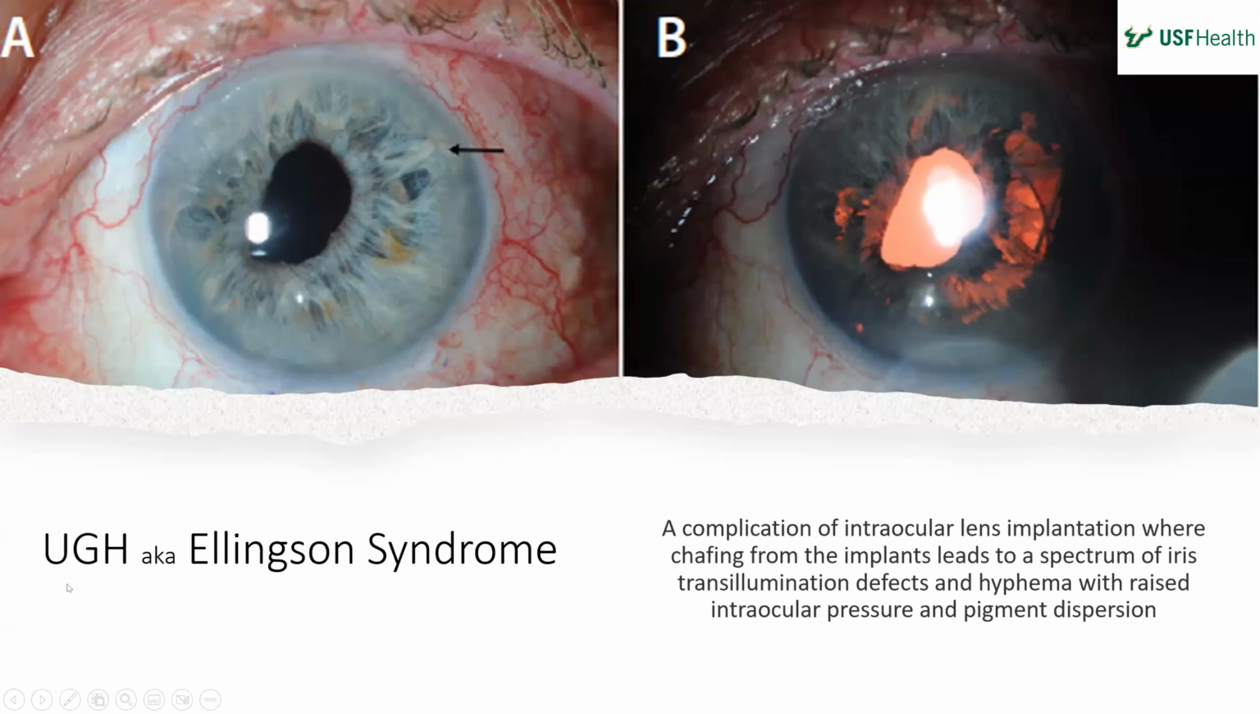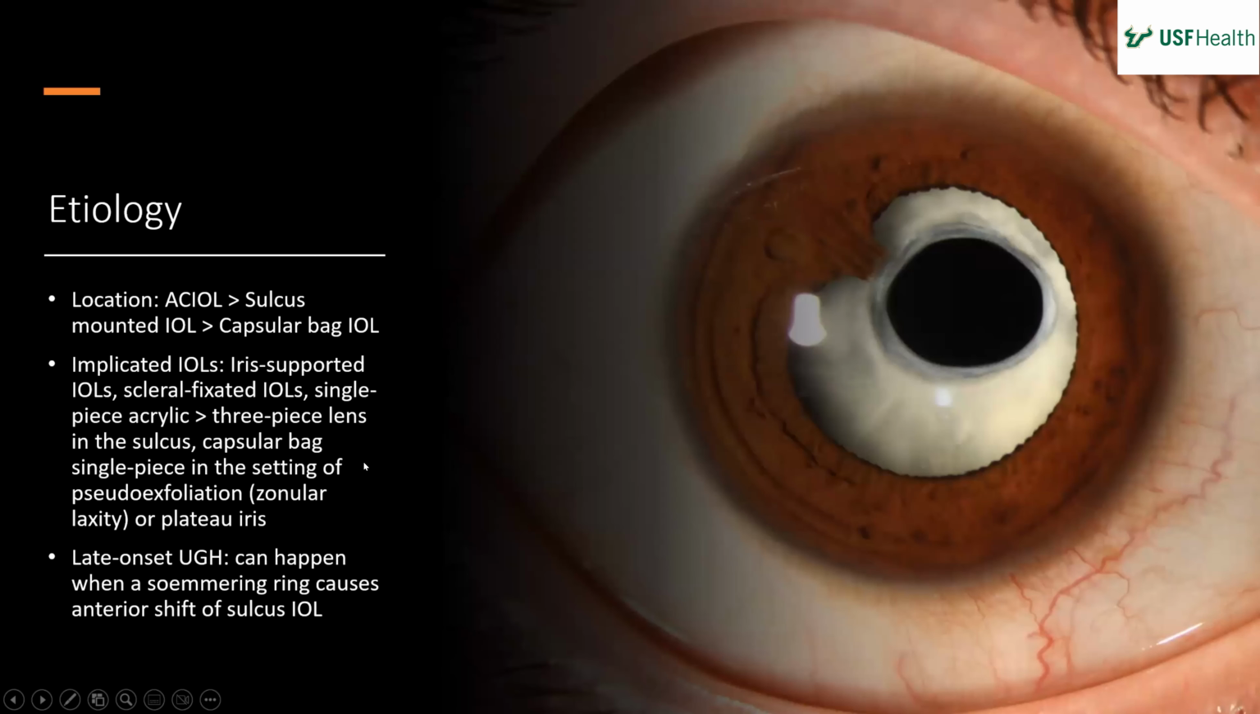UGH, also known as Ellingson syndrome, is a complication of intraocular lens implantation where chafing from the implant leads to a spectrum of iris transillumination defects and hyphema with raised IOP and pigment dispersion. In terms of etiology, you're more likely to get this with an ACIOL, followed by a sulcus-mounted IOL, followed by a capsular bag IOL. So as you go more posteriorly, you're less likely to get this. And there are implicated IOLs.